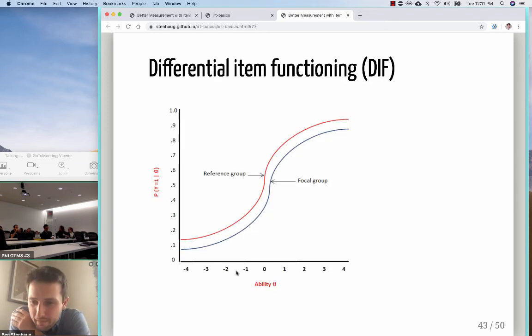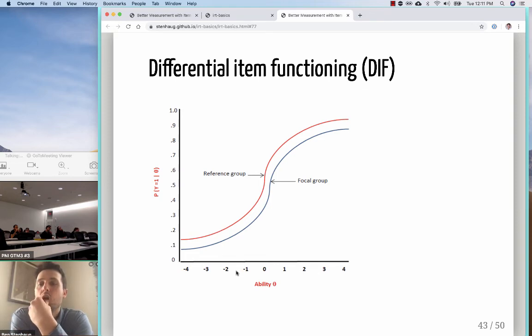Yeah, I have a question. I've learned to analyze this type of 0-1 data with just logistic regression. So could you speak to the difference between this and logistic regression? Because they both seem to use the logistic function.